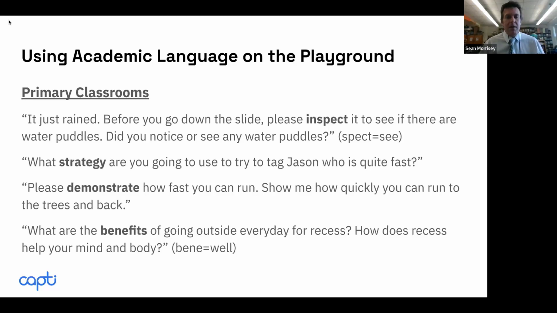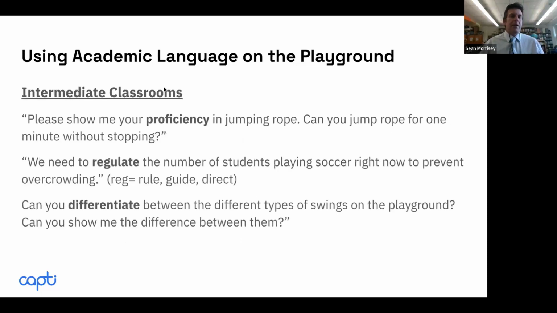They want to know what they mean. So those are for K through 2. You can use those examples. As we move on, maybe examples in grades 3 through 5 and middle school, like we're out on the playground, please show me your proficiency in jumping rope. Phys ed teachers can use those types of words as well. Can you differentiate? Maybe you just learned that word, and you try to use it on the playground. Can you differentiate between the different types of swings? Can you show me the difference?